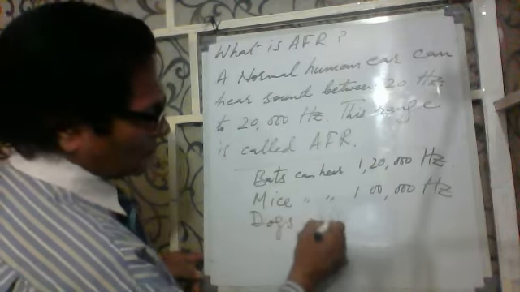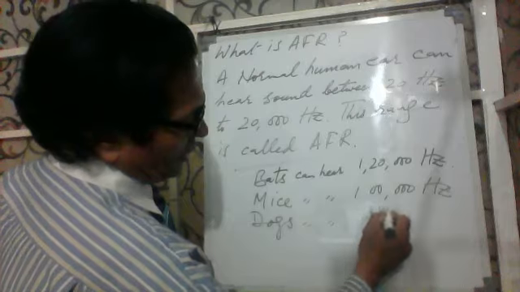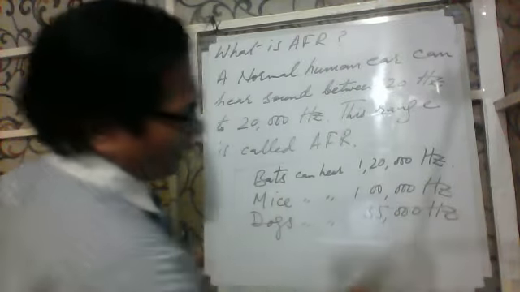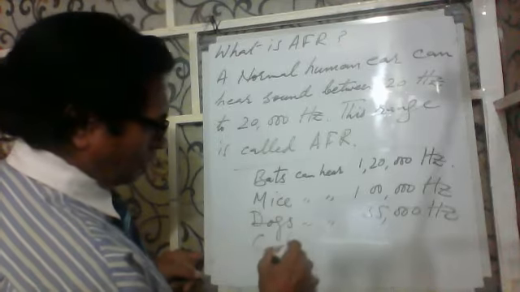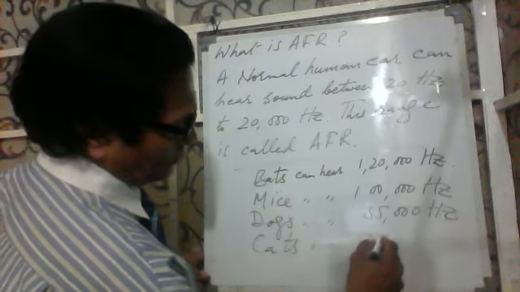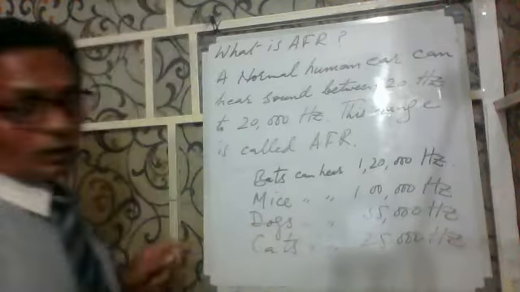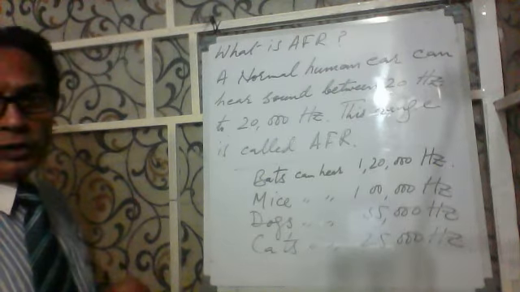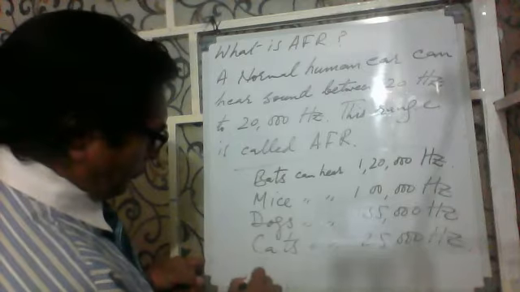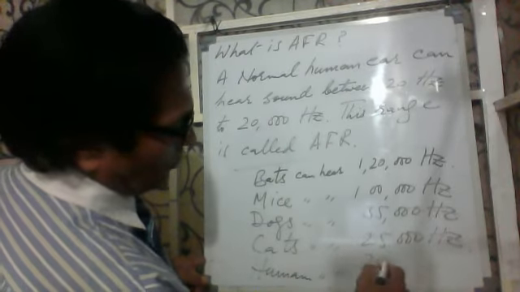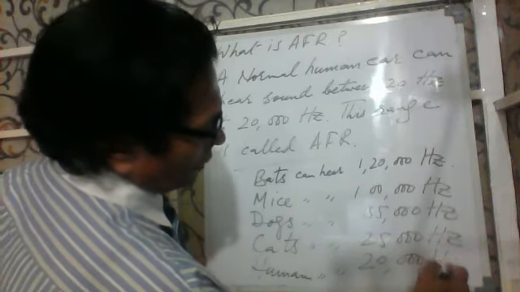Dogs, 35,000 hertz. Cats, 20,000 hertz only.